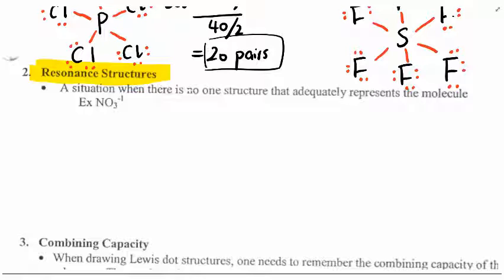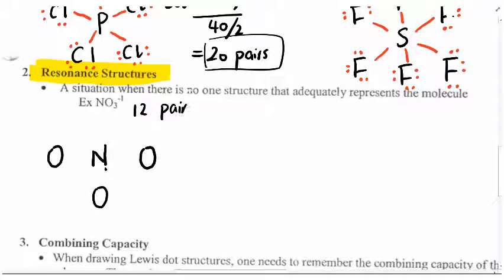And if you can just quickly look at the previous page, look at your answers for NO3 minus 1. And I'm going to ask you to copy it onto your notes. Okay? And if you have done everything correctly, nitrogen in the center, and you have 3 oxygens surrounding it. And if you do your calculation, there should be exactly 12 pairs of electrons.